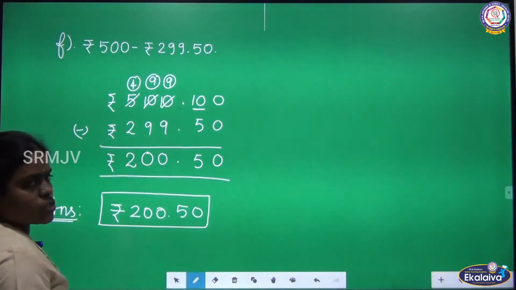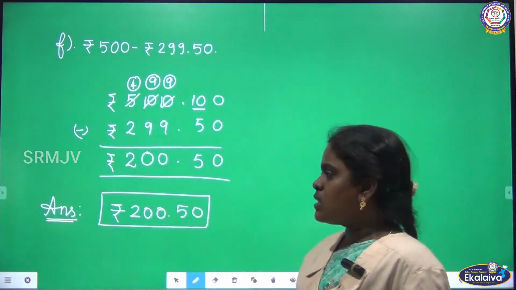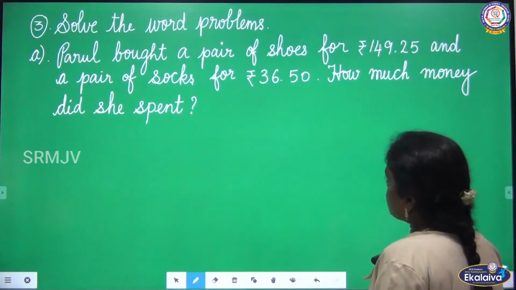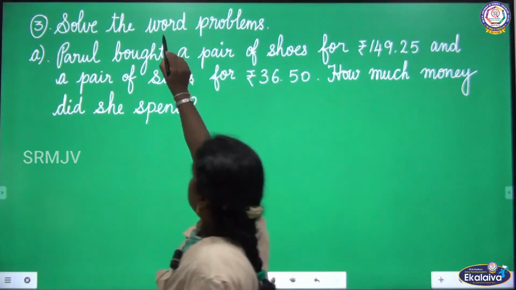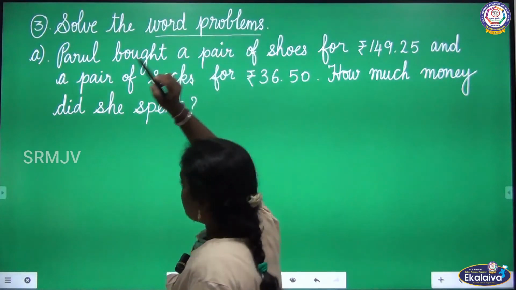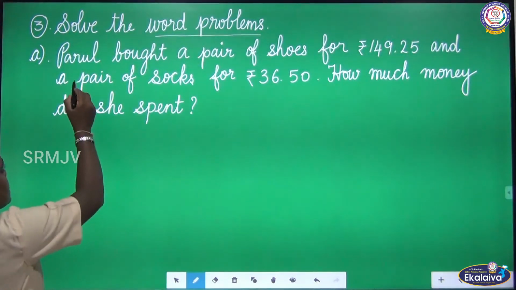So is this clear, children, how to subtract the given amounts? Yes. Now let us move to the next question. We are going to work out the word problems. Third Roman letter, it is a word problem. First let us read the question.